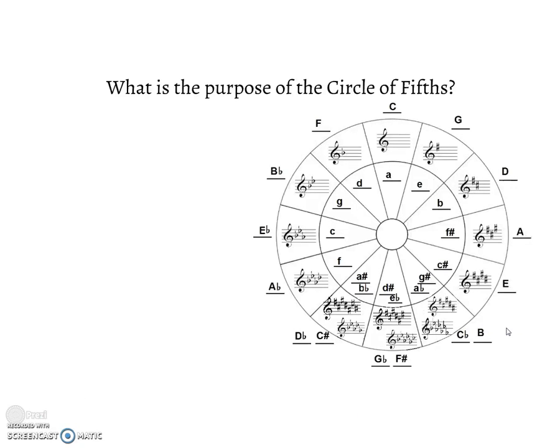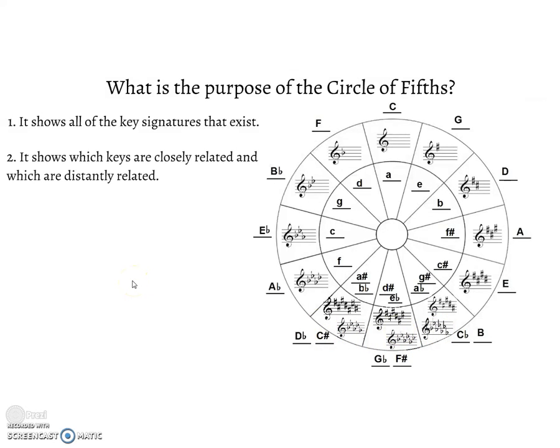The purpose of the circle of fifths is, number one, it shows all of the key signatures that exist. No sharps, no flats, one sharp, two sharps, three sharps, four sharps, five sharps, six sharps, seven sharps around that way. The other way, one flat, two flats, three flats, four flats, five flats, six flats, seven flats. Those are all the key signatures that exist.